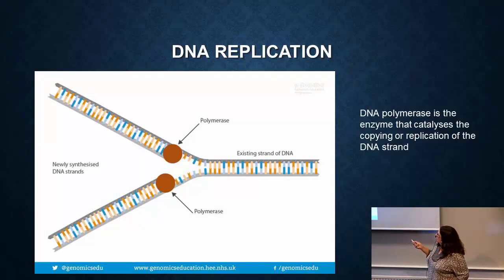So what happens when you're going to replicate the DNA? You pull the two strands apart. There are enzymes that do that. And then you have an enzyme called DNA polymerase, which binds to what we call the replication fork, where it's splitting, and begins to synthesize new DNA based on the sequence of one of the strands, putting the complementary base pairs in there. Any questions about that?